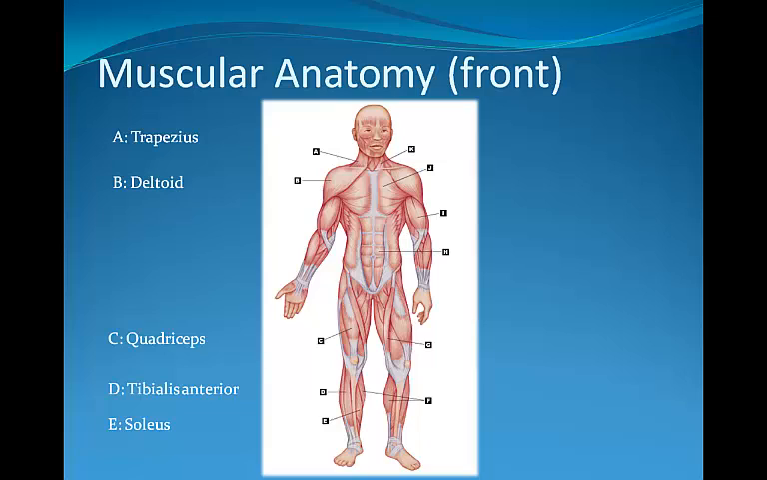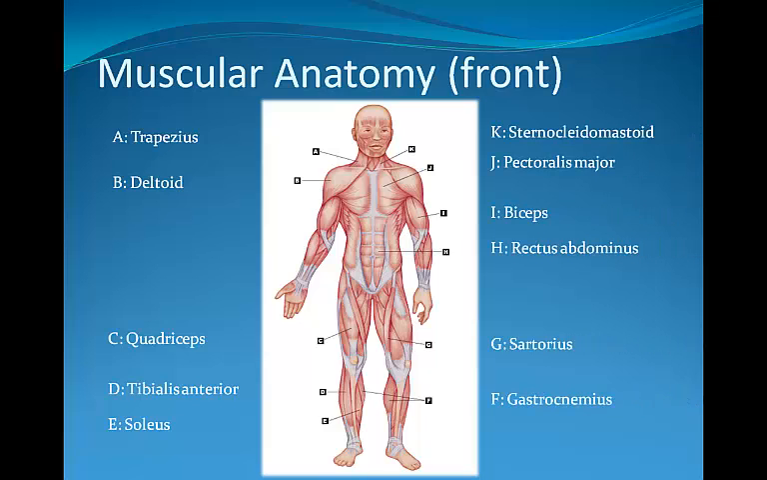And E is the front portion of the soleus. The soleus mainly runs around the back and the side, but you can see a little bit of it from the front. And looking at the other side now, we'll go down the list. So K is that really strong neck muscle, sternocleidomastoid. If you cut that one, you probably wouldn't have any neck support whatsoever.